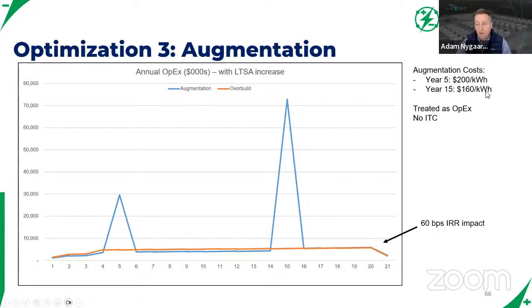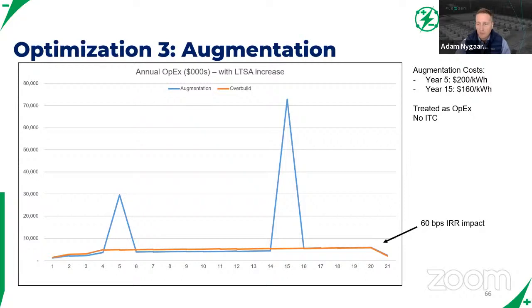Yeah, great question. Just at a high level, I'm not going to give expertise on what I think the pricing is. This is Adam Nygaard speaking personally, but I think $200 per kilowatt hour, including battery costs and EPC, five years from now is going to be achievable.